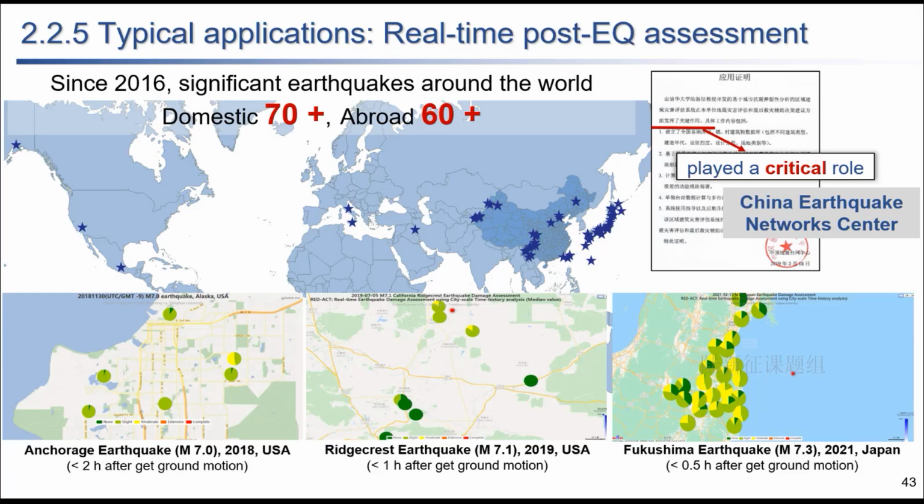And here are some typical examples. For example, the first figure is what we did for the Anchorage earthquake in Alaska in 2018, just quickly after the earthquake. In the middle is the earthquake in Southern California. And on the right is what we did for the Fukushima earthquake in 2021. So I think you can clearly see that the prediction results are very interesting.